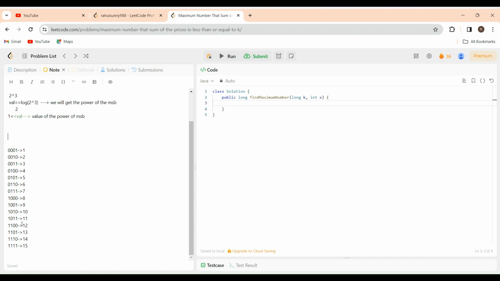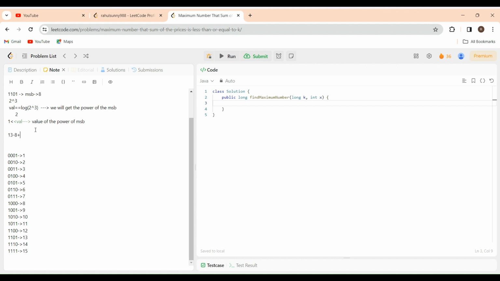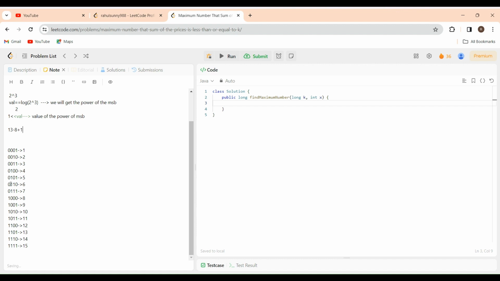So for that, I'm considering the most significant bit. Okay, this is the most significant bit. From here, how many ones are there can be said, like, how many numbers are there. So what is the value of the most significant bit? It is 8, right? So 13 minus 8 plus 1 will be the count for the most significant bit of index 3. That means, at this part, these many numbers will be there from 13 to 8.